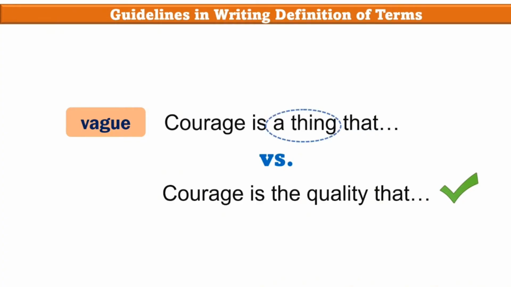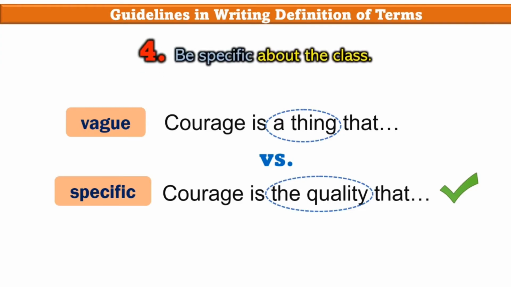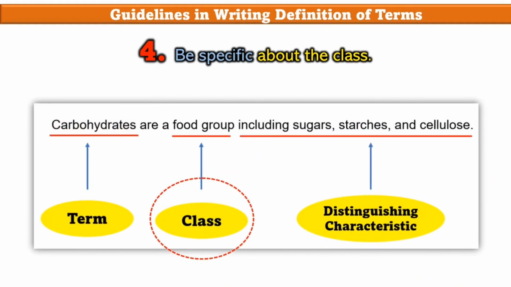Bakit mas better yung second? Because the phrase used is the quality, which is more specific. Fourth guideline. Be specific about the class. Huwag kayong malito ha, ang pinag-uusapan pa rin natin dito ay yung class, which is part of a definition.